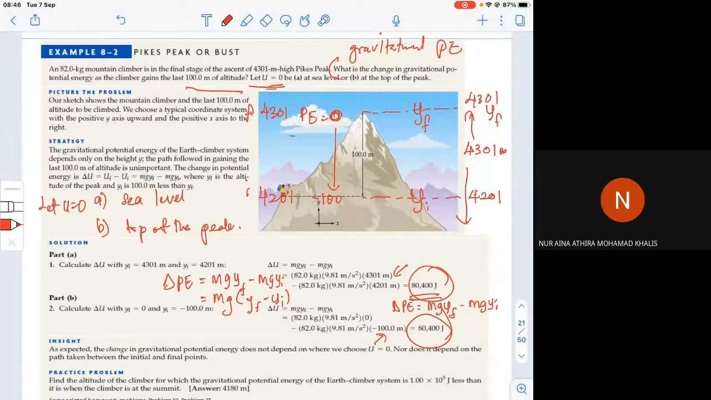This is the proof that regardless of where we take the reference, we need to know the difference in displacement or distance. The potential energy is very much emphasized on y. In mgy, that y is delta y. So that's how we get delta PE.